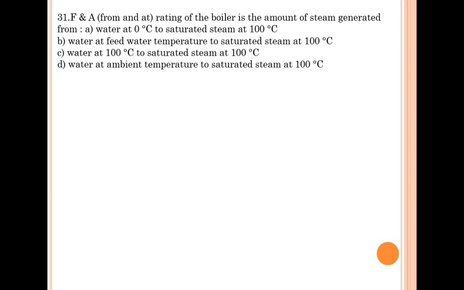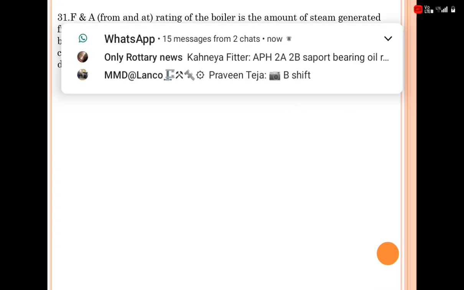Then question number 31. F and A, that is from and at, rating of the boiler is the amount of steam generated from the answer should be C, that is water at 100 degrees centigrade to saturated steam at 100 degrees centigrade.